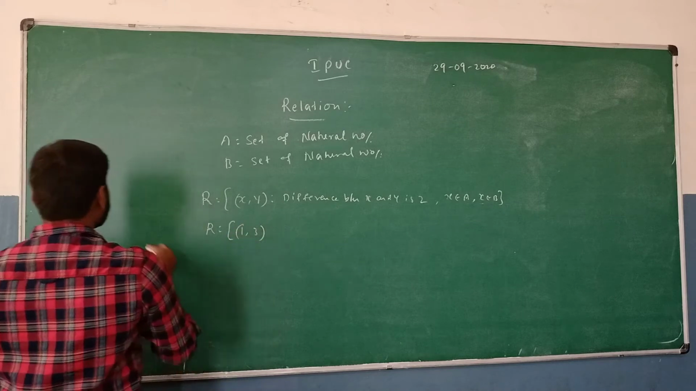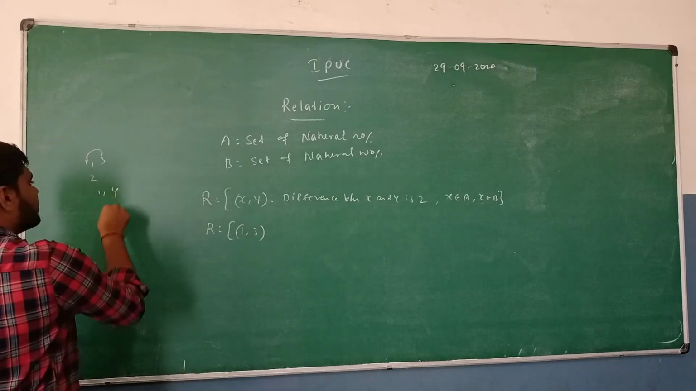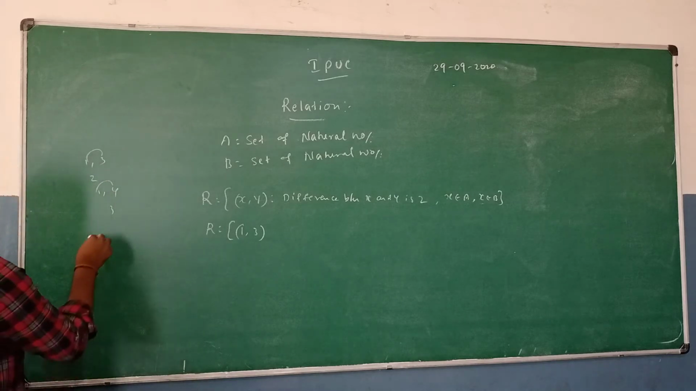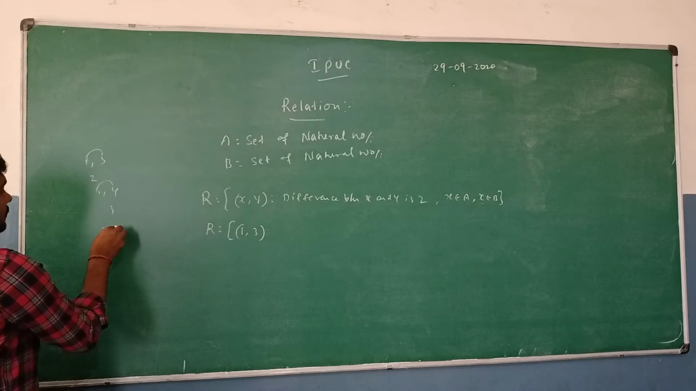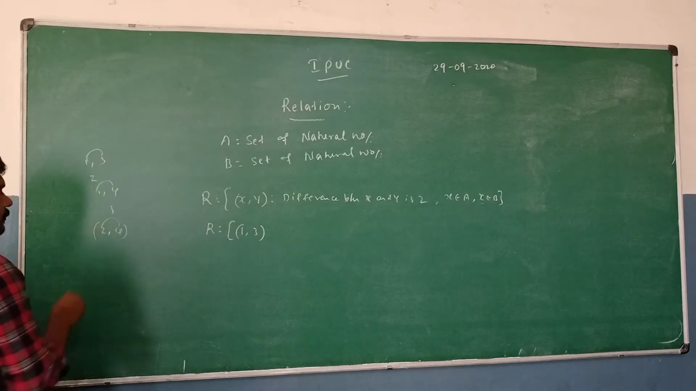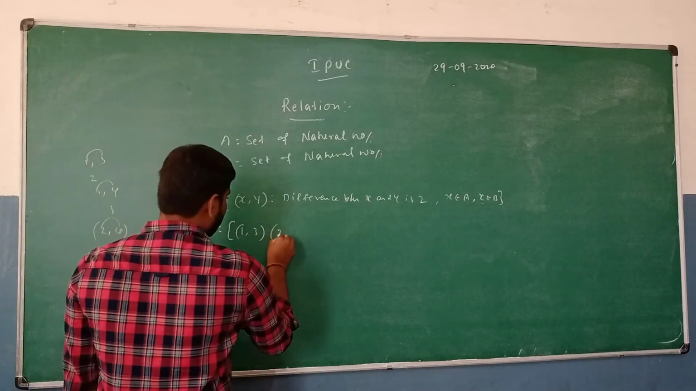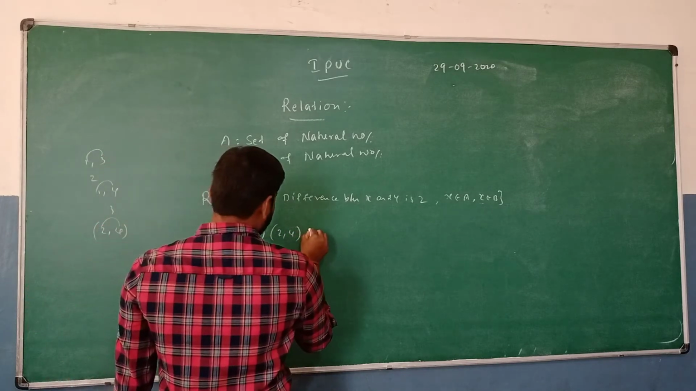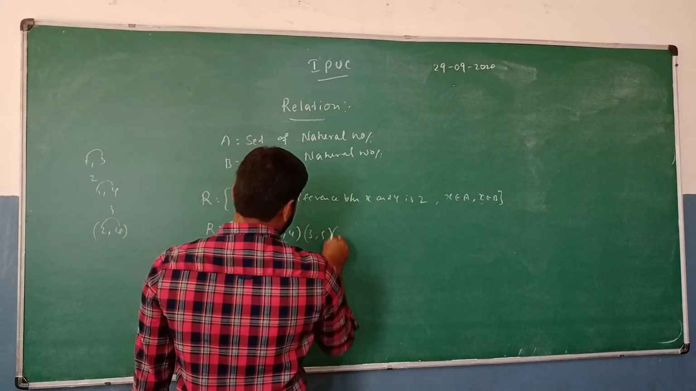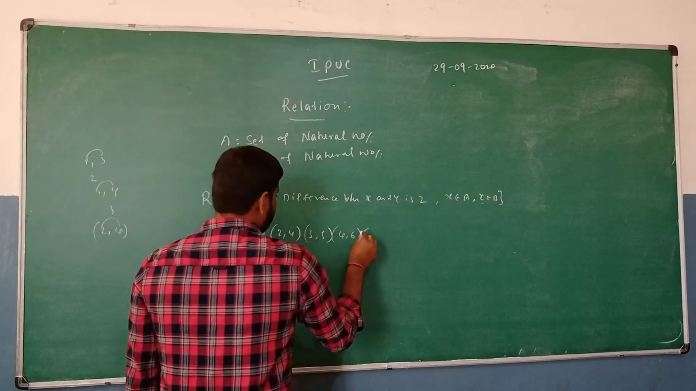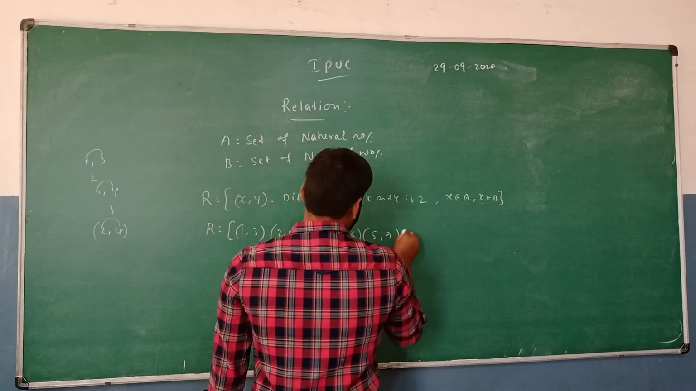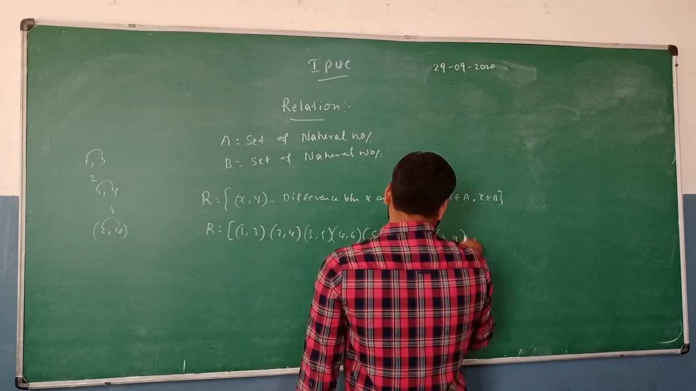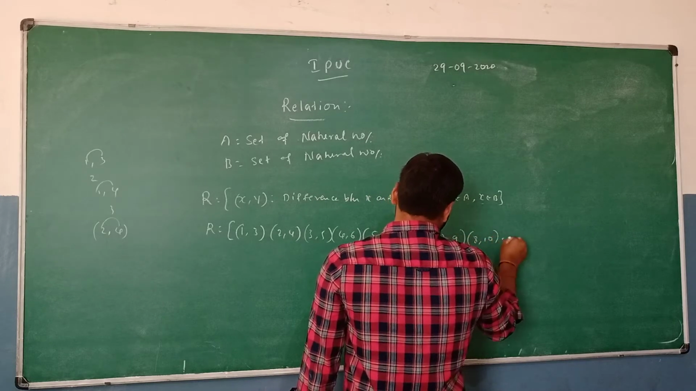So in the same way, next take 1, 4. What is the difference? 4 minus 1 gives 3. So that is not going to be an element of this one. So next, 2, 4. Look, what is the difference between 4 and 2? That is going to be 2. Then next, 3, 5. Next 4, 6. Next it is going to be 5, 7. Next 6, 8. Then 7, 9. Then 8, 10. In this way it continues.